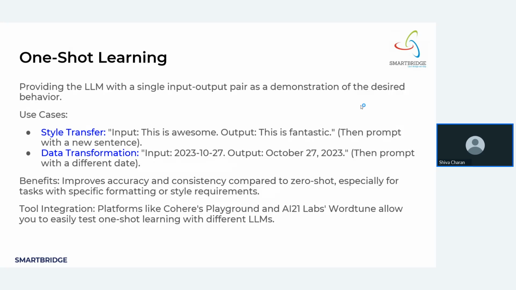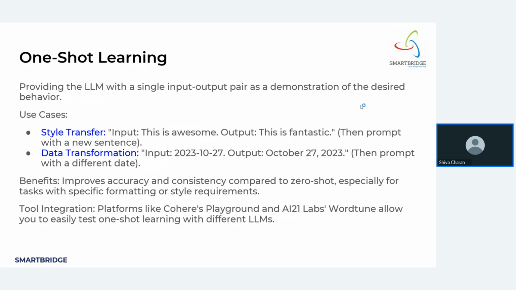Benefits will improve the accuracy and consistency compared to zero shot, especially for tasks with specific formatting or style. Tool integration refers to platforms like Cohere's Playground and also A21 Labs, where you can easily test one-shot learning with different LLMs. Okay. So just remember, one-shot example means we'll just give one example and tell the LLM to generate the output in that same example format only.